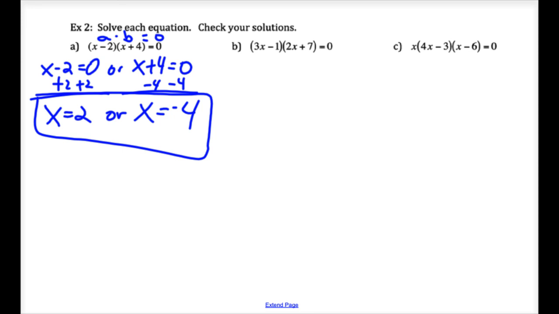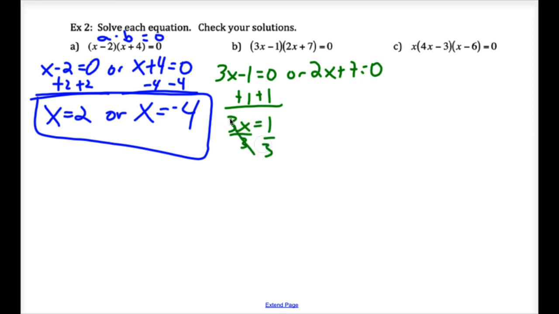All right, next one. These are going to be fractions, and they're going to be two-step equations. 3x minus 1 equals 0, or 2x plus 7 has to equal 0, because one of them has to equal 0 using the zero product property. So let's add 1 and divide by 3. Leave your answer as a fraction if it doesn't work out. x equals a third is one of the two solutions.